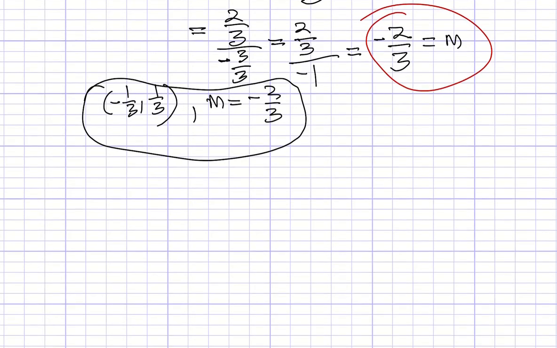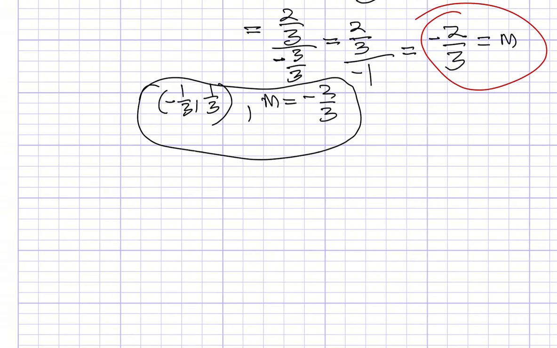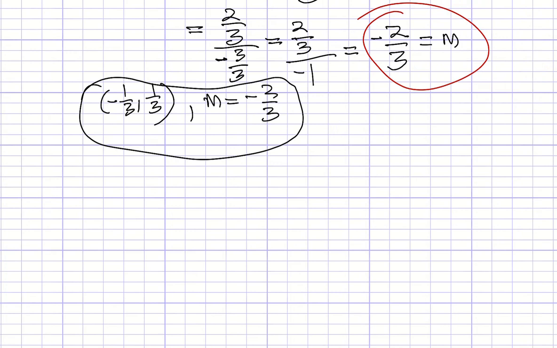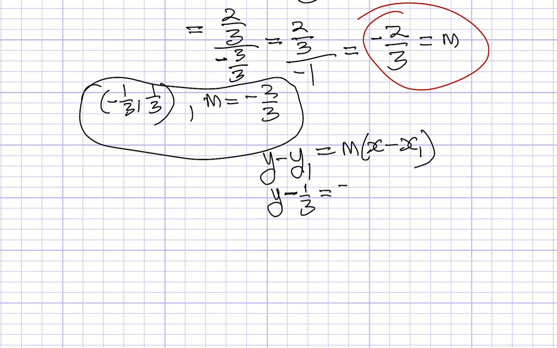Okay, and then we'll go to the formula, which is like this: y minus y1 equals the slope times x minus x1. Given the information, we'll put it in. We'll get y minus 1 over 3 equals the slope, minus 2 over 3, times x minus 1 over 3. You see that, right? That's what we get there.